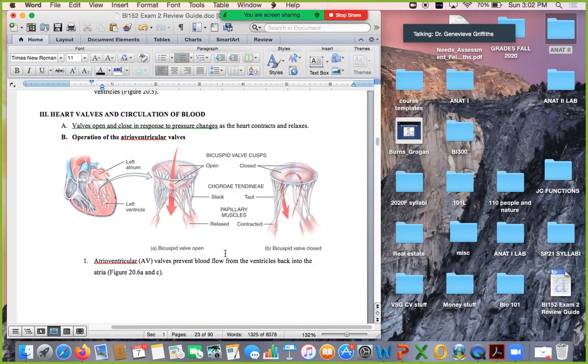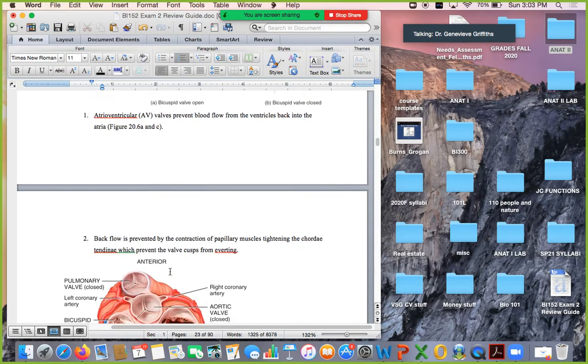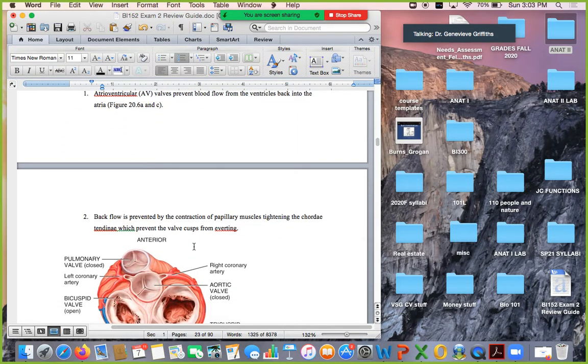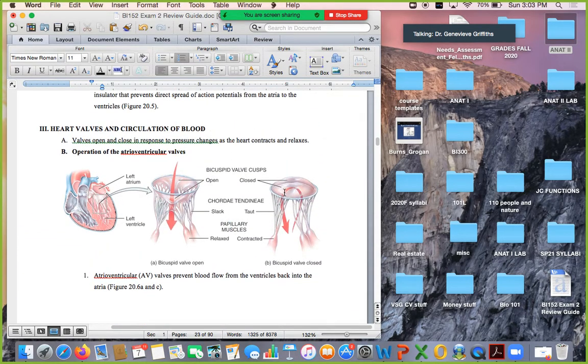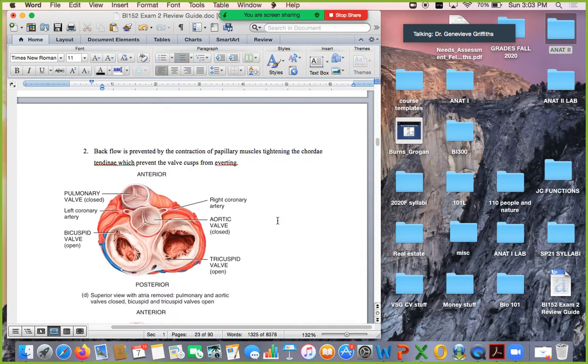So the atrioventricular valves are going to be responsible for preventing backflow into the atria from the ventricles. And the chordae tendineae play a role in this by the contraction of the papillary muscles, tightening them down, which prevents the valves from what's called everting or turning inward, right, which would allow the blood to flow backwards.